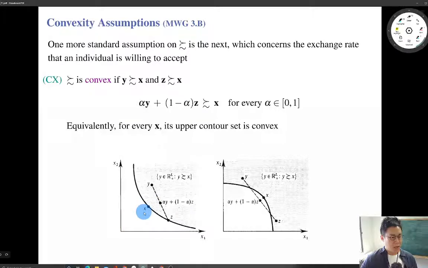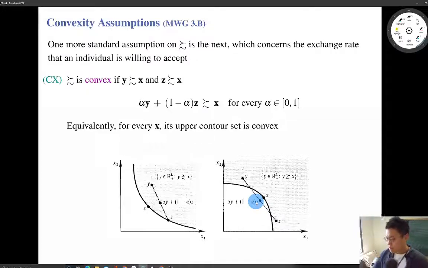It is instructive to compare these two figures. This is an example of a non-convex preference. Now the upper contour set is non-convex, because if we choose these two bundles y and z, then a portion of the line segment joining these two bundles is outside of the upper contour set. In that case, the indifference curve, the frontier of this upper contour set, is not convex, but rather concave.